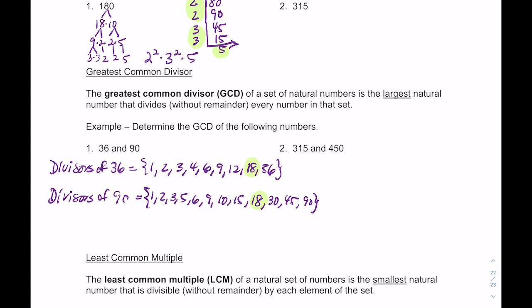So my greatest common divisor, also known as the greatest common factor, right? GCF, it's the same thing.